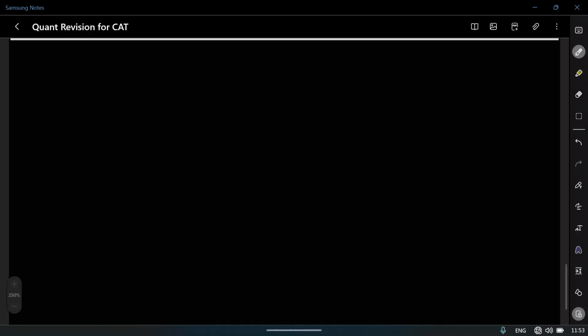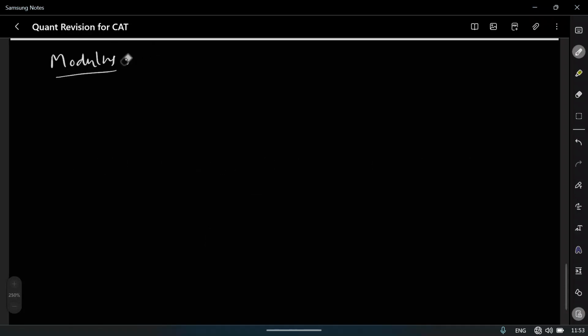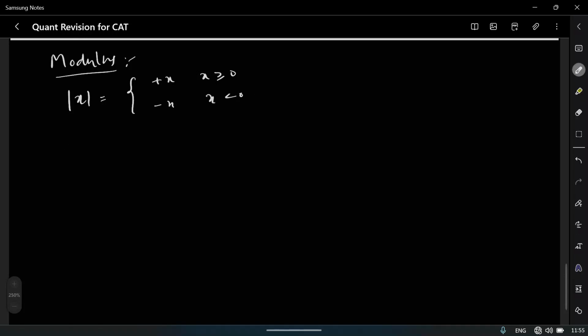Today's topic is modulus. So what's modulus? Mod of x equals plus x when x is greater than or equal to 0, and minus x when x is less than 0. Modulus function works like this, and CAT asks questions regarding modulus.